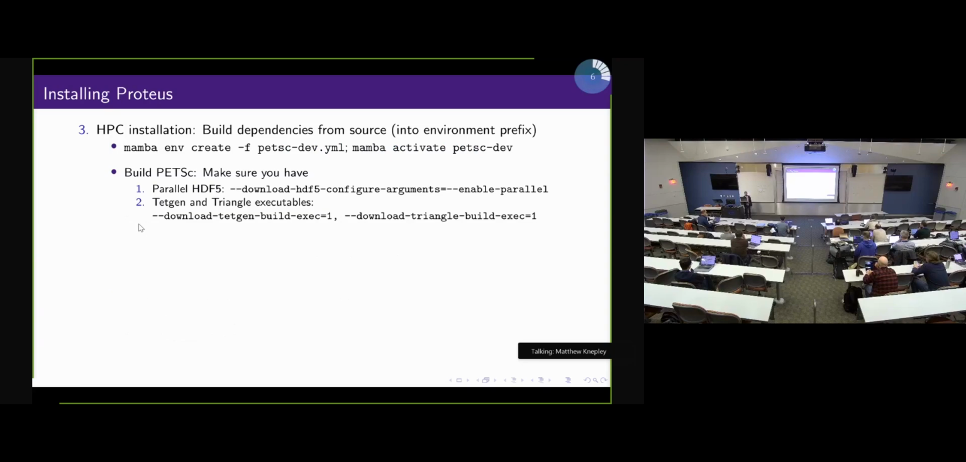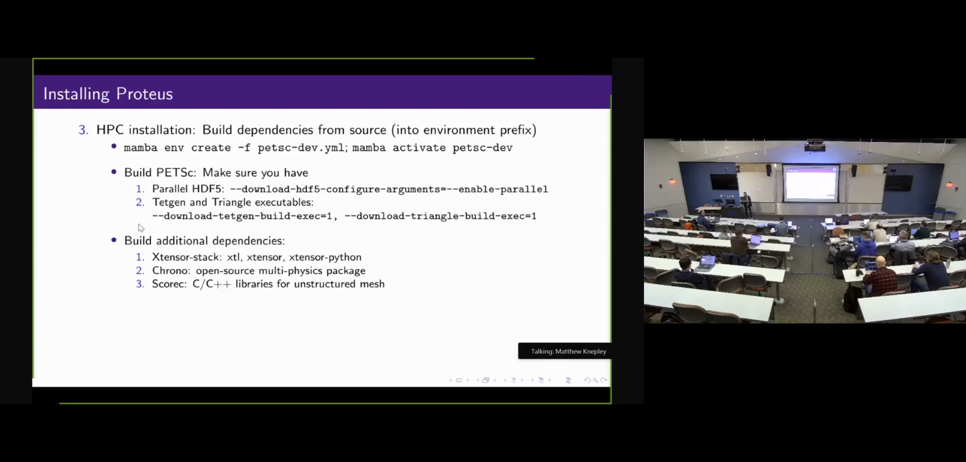But it's slightly different in an HPC installation, which is where PETSc is really handy for us. You probably want to build all the dependencies from source, of course, in your environment prefix. So you create this environment and then use PETSc configuration to build most of the dependencies that you need. Two things I want to mention: you want to make sure you have parallel HDF5 in your configure arguments, and you want TetGen and Triangle executables as well.